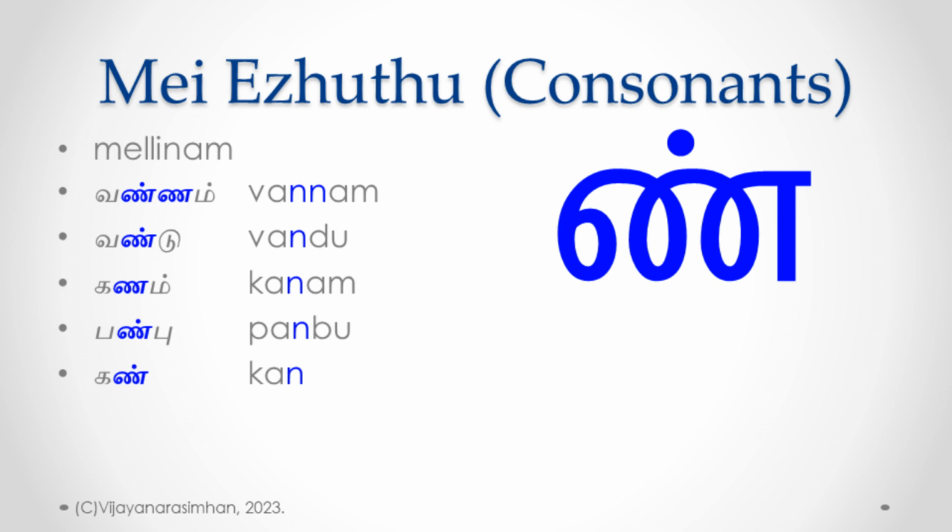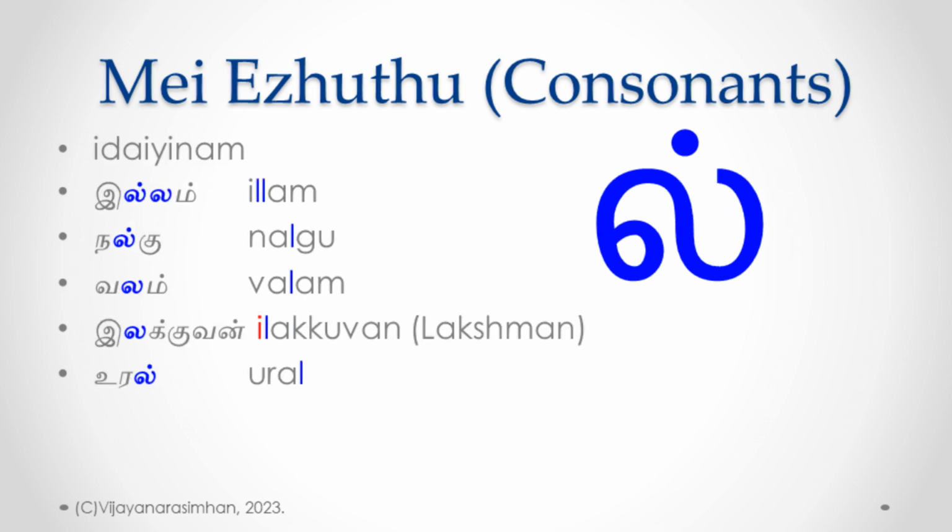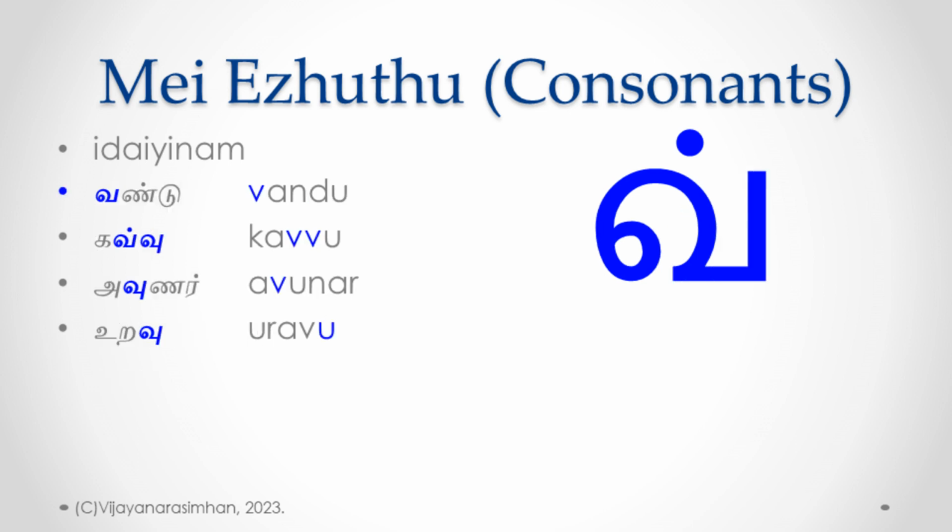The nasal counterpart for pa is ma, but it appears after na, which is the nasal counterpart for ta. So these are some exceptions. As I said, there will always be exceptions. So panbu, panda, right? Of course, panbu, pa can appear like that. Pa can appear here. Nalghu, illam, nalghu, valam, ilakkuvan, ural. La sound. Va, vandu, kavvu, avunar, uravu.